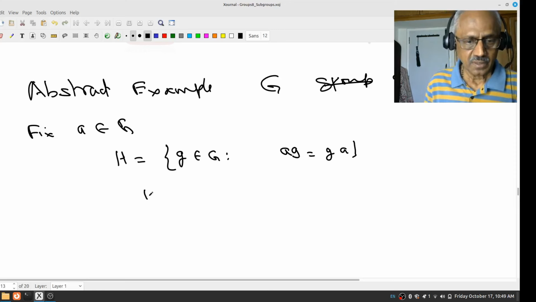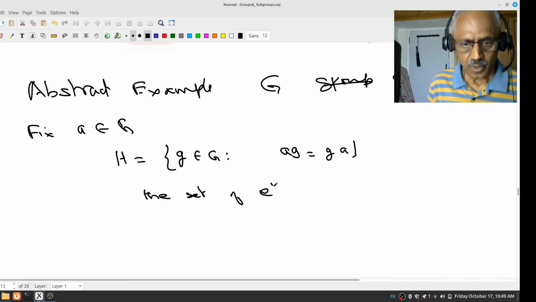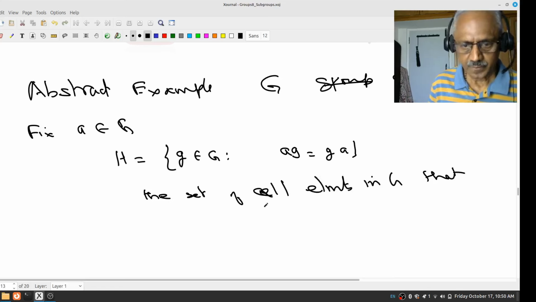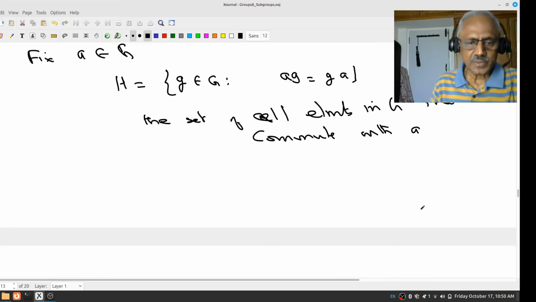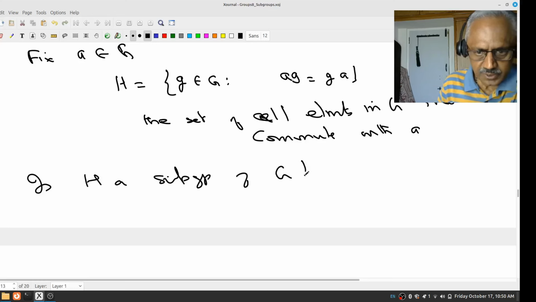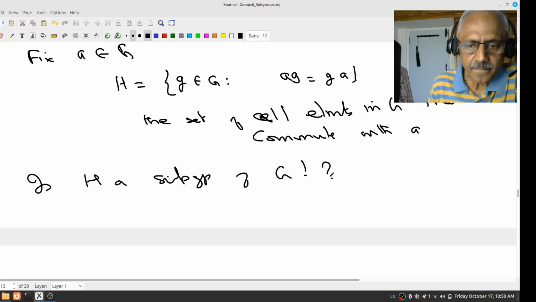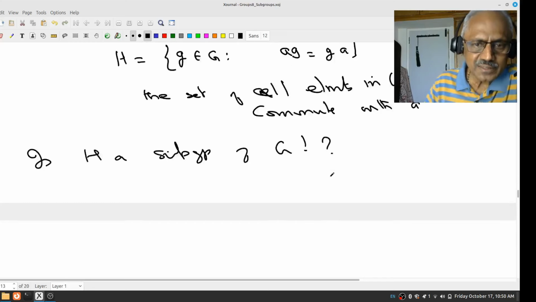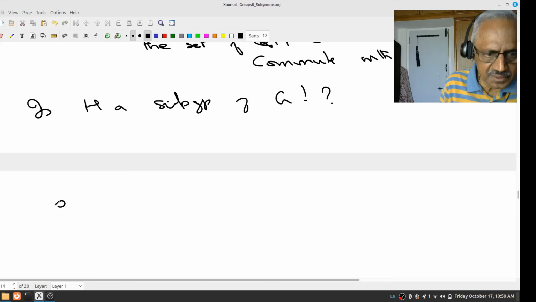That is, this is the set of all elements in G that commute with A. I want to know whether H is a subgroup of G. Right? So what are the things I have to check? First thing is whether e belongs to H.